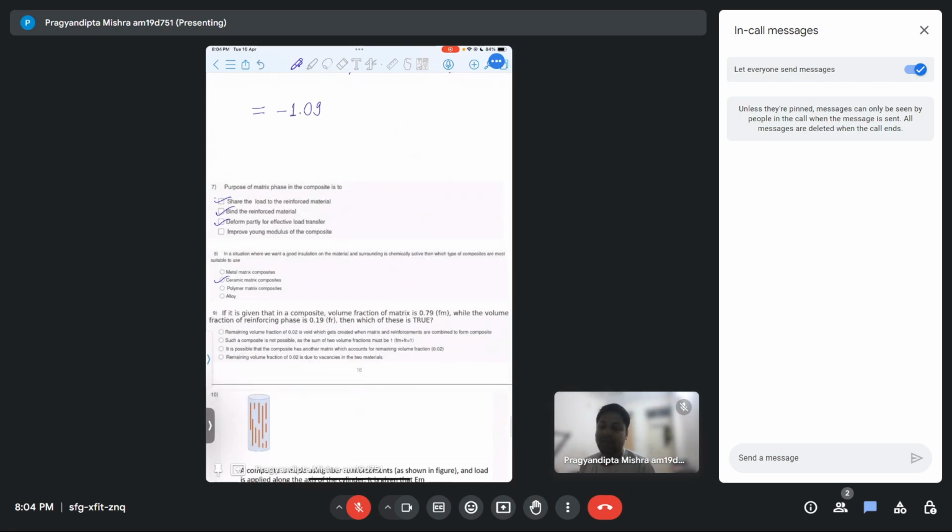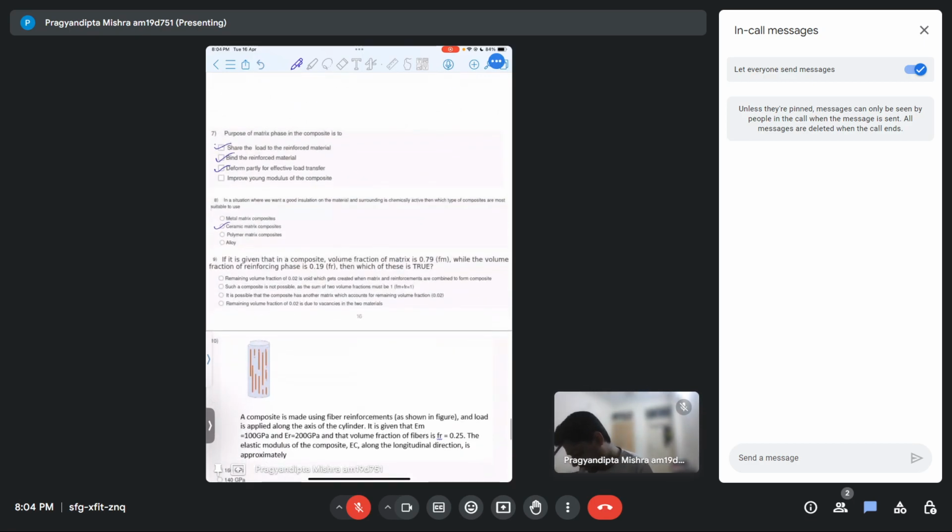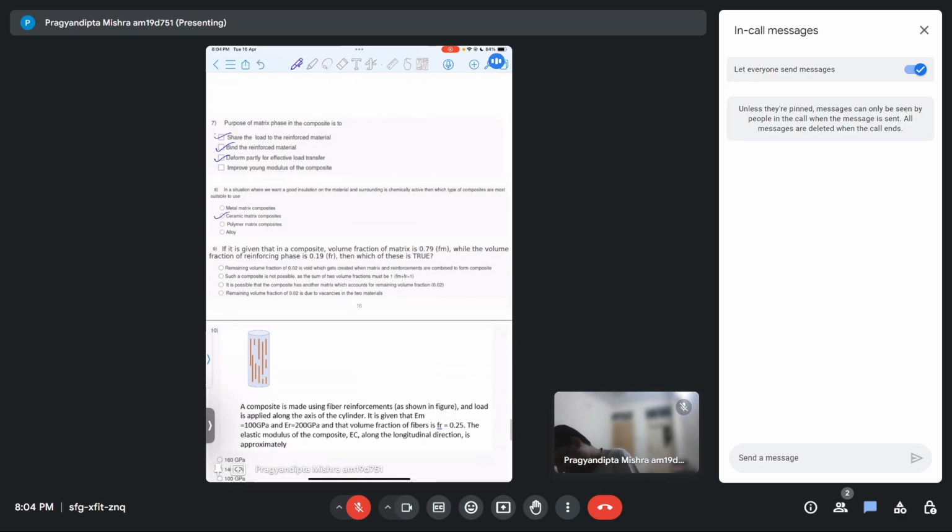Next question. If it is given that in a composite the volume fraction of matrix is 0.79, so FM is 0.79, and reinforcing phase is 0.19, so FR. So we have something like 0.02 which is left, then which is true? What is that 0.02? We know that 0.02 could only be the void, right? So the only option that talks about void is the first one. So that is the correct one. All other options talk about it not being possible or something else for that 0.02, which is not correct.